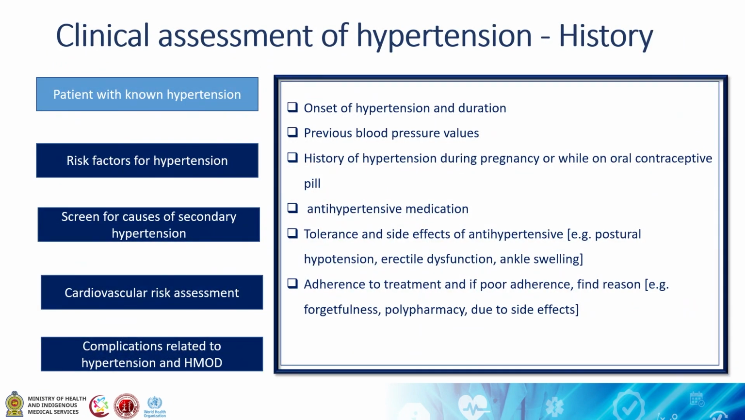Clinical assessment of hypertension. History. Patients with known hypertension, we must look at the onset of hypertension and duration, previous blood pressure values, history of hypertension during pregnancy or while on oral contraceptive pill, antihypertensive medication, tolerance and side effects of antihypertensive, example, postural hypotension, erectile dysfunction, ankle swelling, adherence to treatment, and if poor adherence, find reason, example, forgetfulness, polypharmacy, or due to side effects.